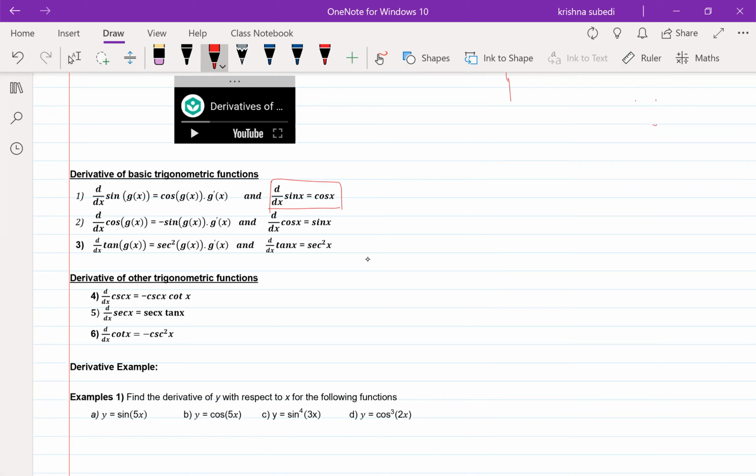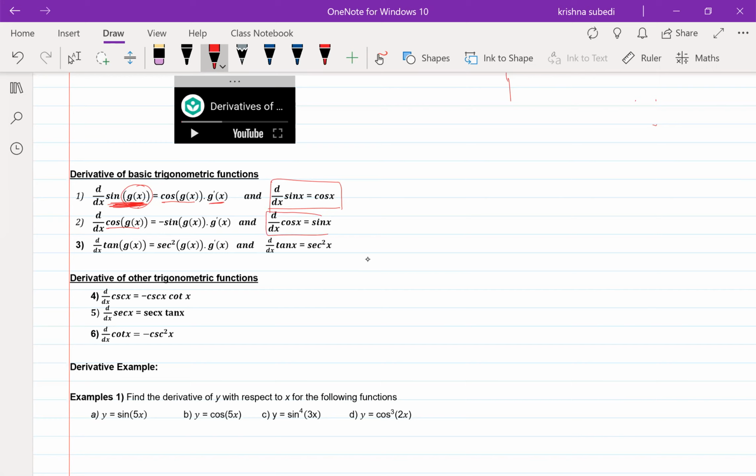And the derivative of sine g of x: you need to use the chain rule whenever there is a composite function. Remember, composite functions always use the chain rule. So this one is a composite function, so you'll get cos g of x times g prime of x. Okay, now same thing here.